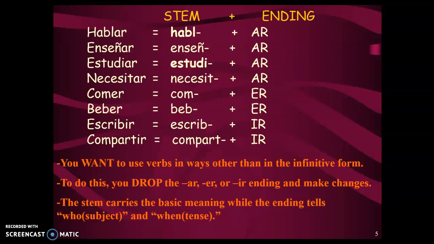And we have this again. So you want to use verbs in ways other than in the infinitive form. For example, like in English, you're not going to say, she to eat, right? Because to eat is the infinitive form. You have to change it into the word that makes sense, right? So it's the same way in Spanish. You already know this, right? So to do this, you drop the AR, the ER, or the IR, depending on the verb, and you make the changes. So the stem carries the basic meaning while the ending tells who is the subject, who's doing the action, and then also the tense. When is this being done? Okay, in what tense?